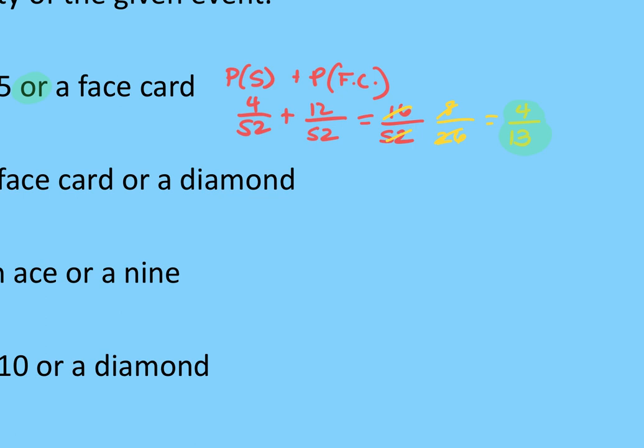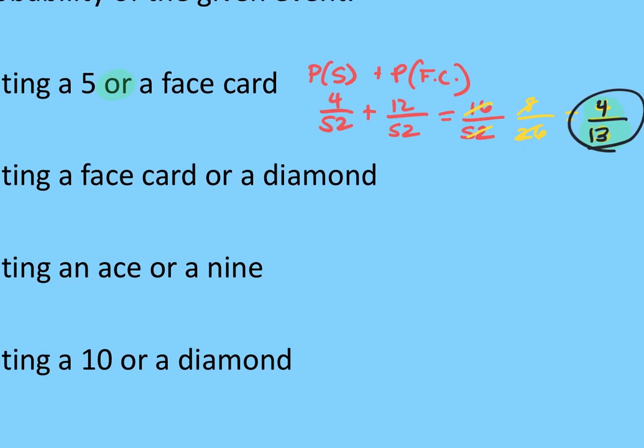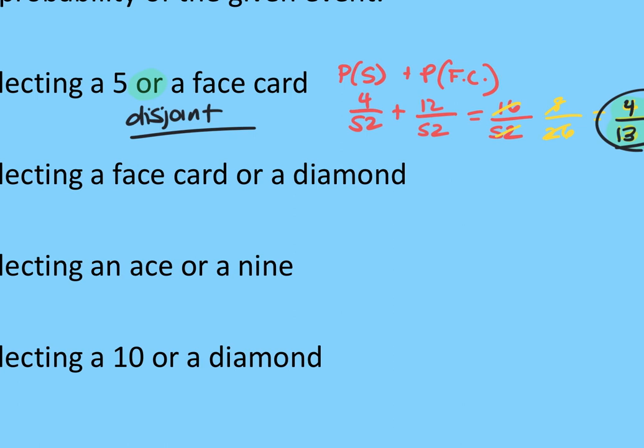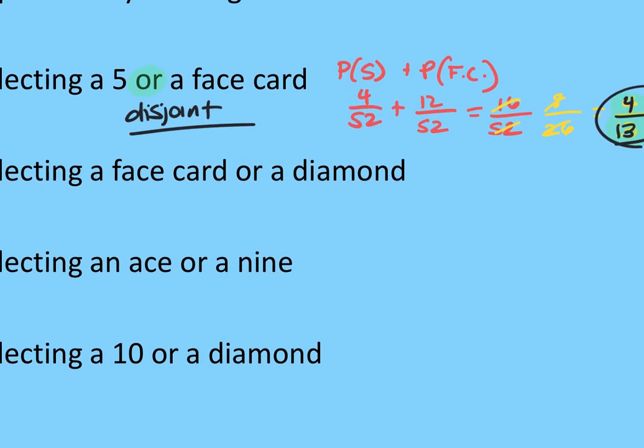Oh, that's hard to read. Don't we have to subtract? There's no overlap because it's disjoint. If it's disjoint, you don't have to subtract. Two more. You good?